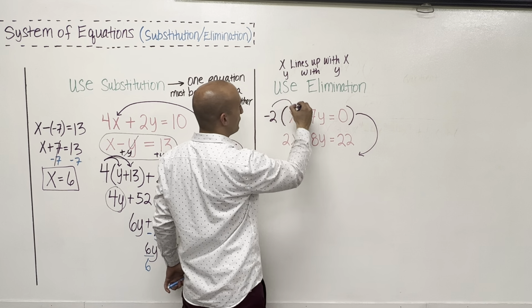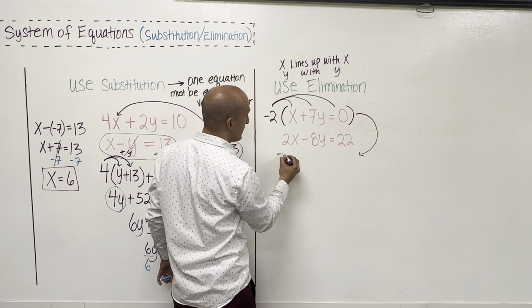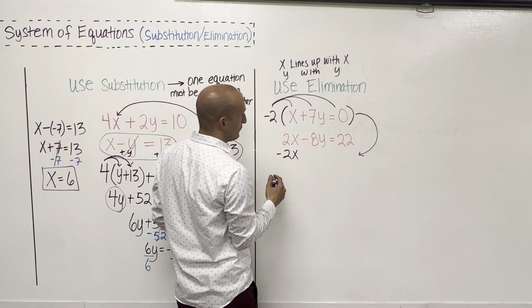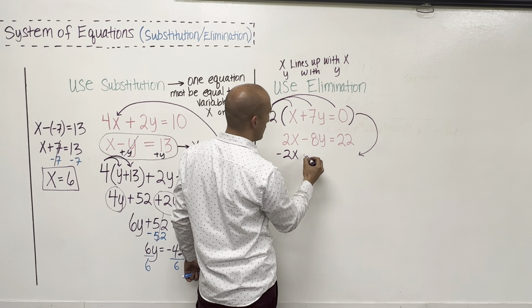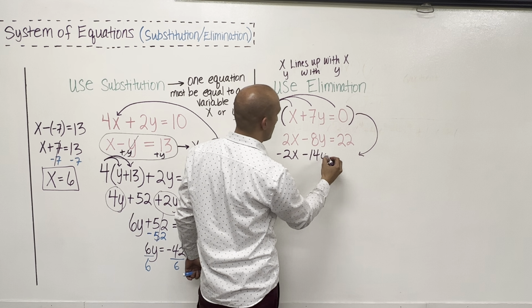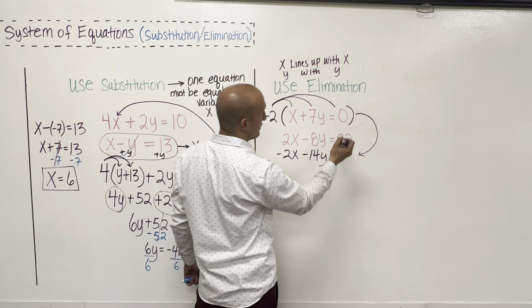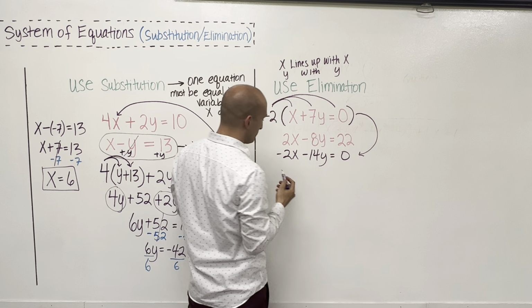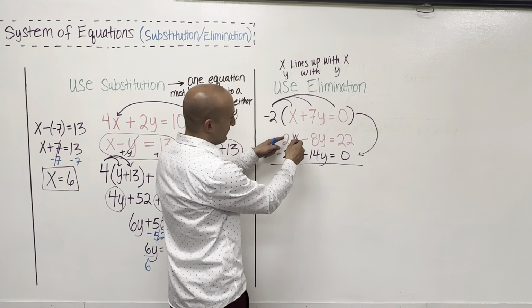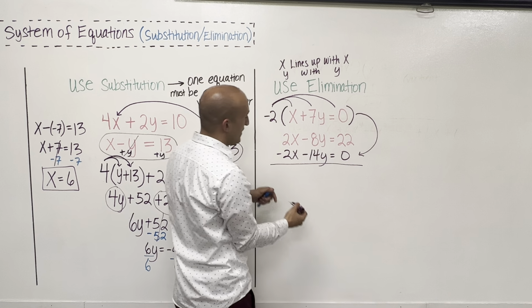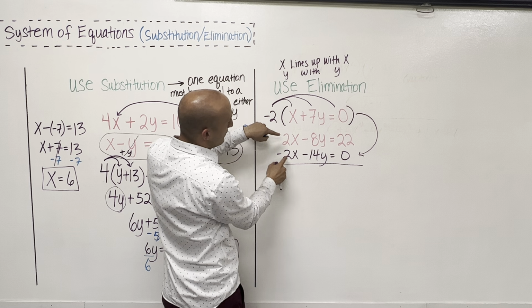And all I'm doing there is distributing this negative 2 to each term. Okay, so negative 2 times x is negative 2x. Negative 2 times 7y is negative 14y. Negative 2 times 0 will just be 0. Okay, so now I have them lined up and I have the same quantity, different signs.